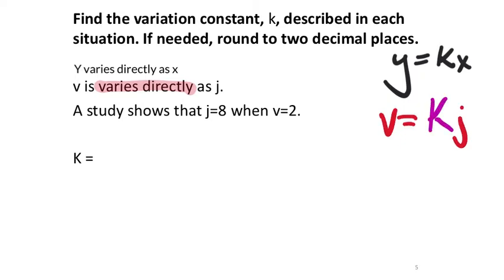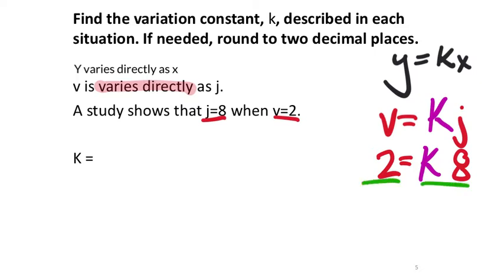I'll make the k a different color because it is a constant, right? Now that we have this written, it even gave us these two values of j and v. So j is 8, and v is 2. So 2 equals, well, still k. We don't know what k is. I mean, some of you do right off the bat, but not everyone does, okay?